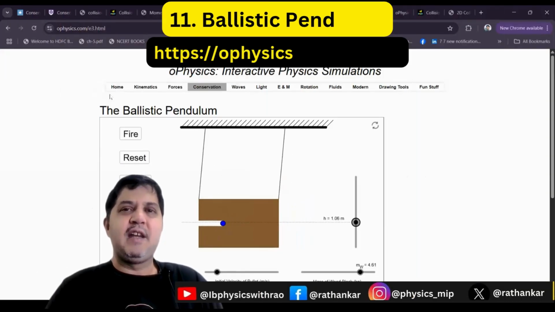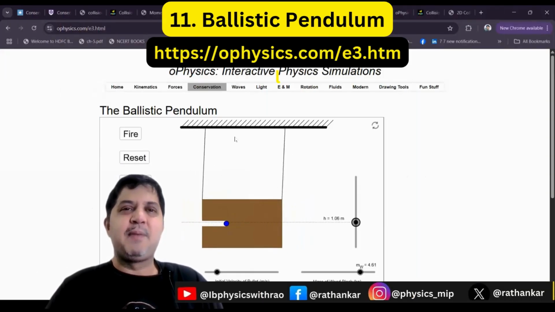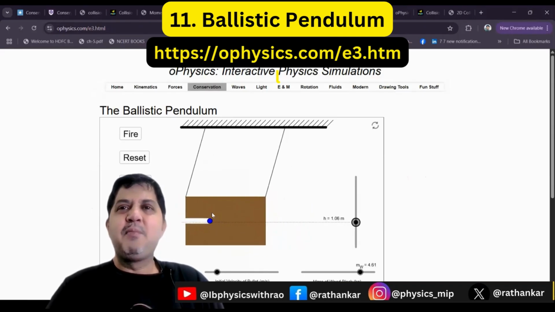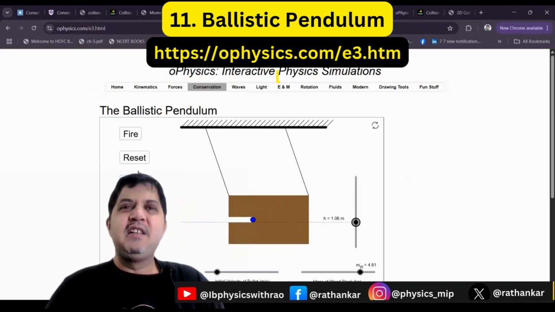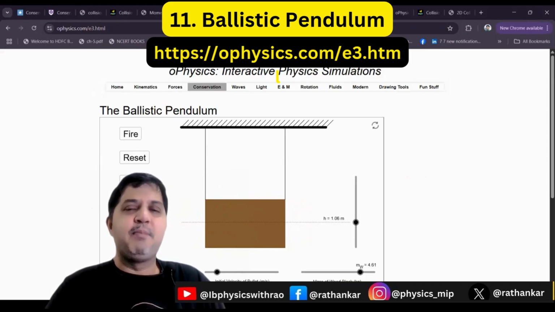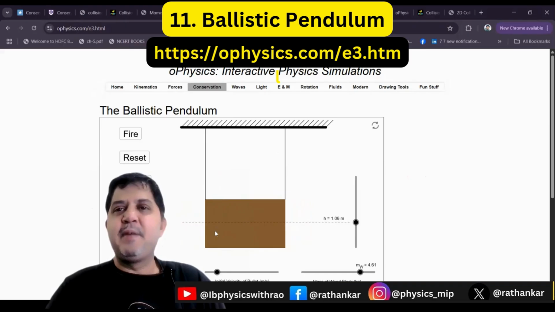Ballistic pendulum. I have not tried this, but maybe this year I'm planning to try it. Really wonderful experiment. You can have a wooden block. You can have two strings attached to it. Initially, let me reset this. It is perpendicular like this over here. The height of this is given to be 1.06 meter, exactly the center of mass, and it's also in line with the ballistic, something like a bullet or maybe a particle which can get embedded into it.